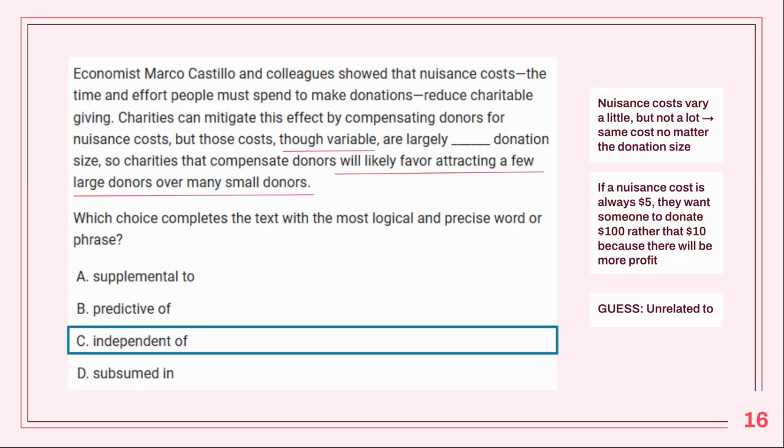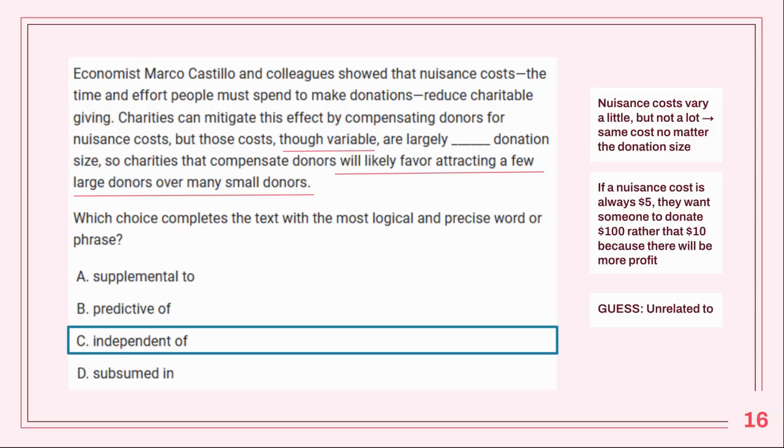So A, supplemental to. Supplemental to means added on to the donation size, but that doesn't really make sense. It's actually subtracting from the donation size. It's not adding on to the donation money. It's actually taking away from the donation money, right? So supplemental to is kind of the opposite. We're lowering the net profit instead of adding to it with the nuisance cost. So that's what supplemental would mean. We're not supplementing the donation size. We're actually not really doing much to the donation size. So that doesn't really make a lot of sense.